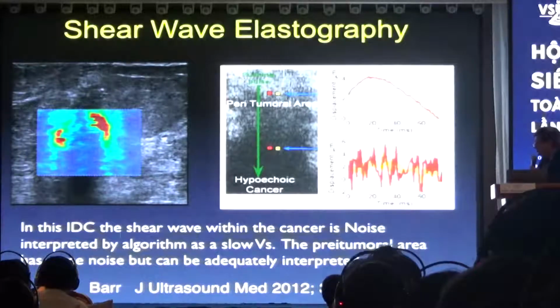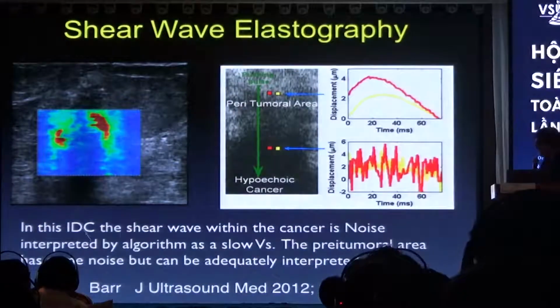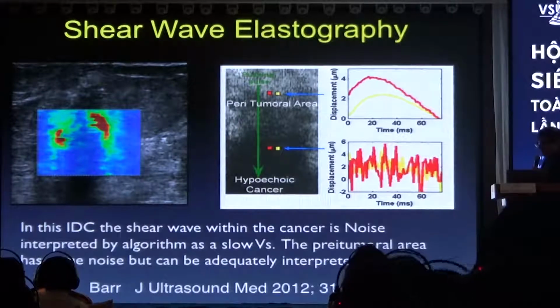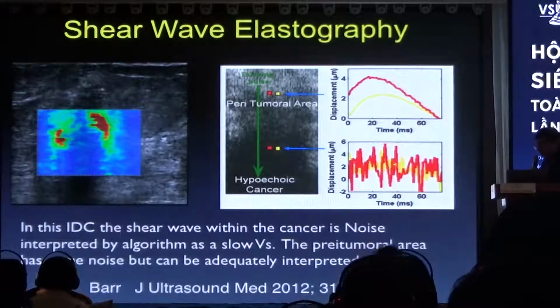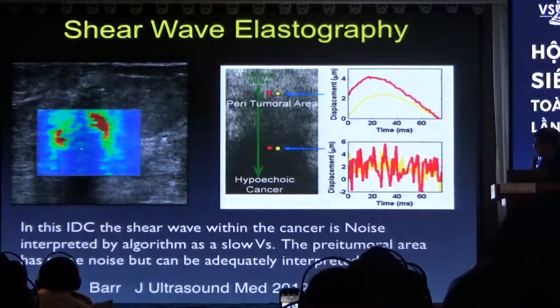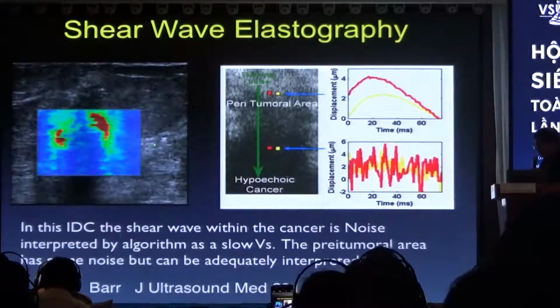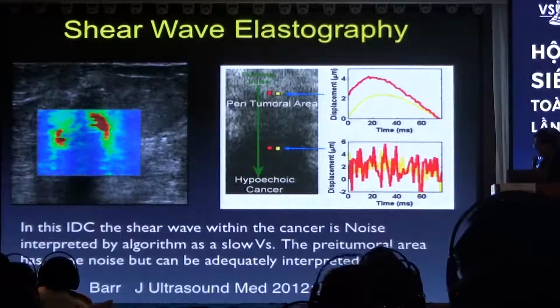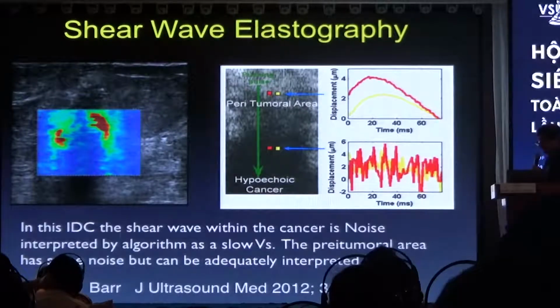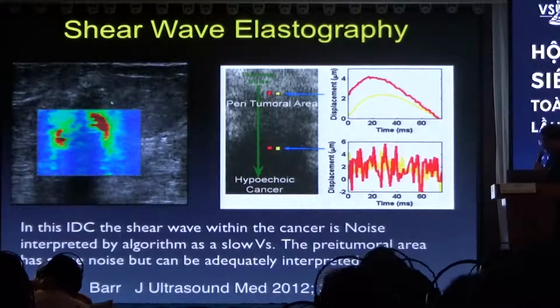And we looked at the shear waves coming out from this, and this was published several years ago, that in the cancer, we only get noise. And the system interprets that noise as a very slow shear wave speed. And often if you look at this, this is showing that the lesion is actually softer than fat, which is probably not possible. But in this case, you can see the ring around it, and the ring has more curves that are interpretable. But occasionally you don't get the ring, so you can be confused.